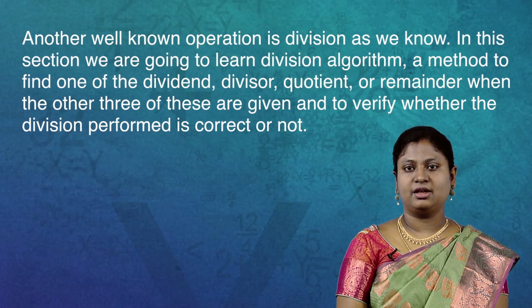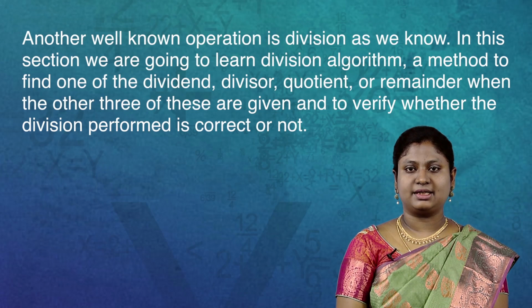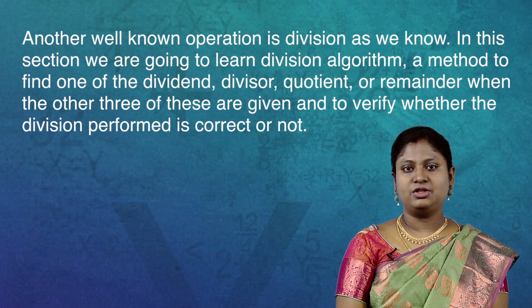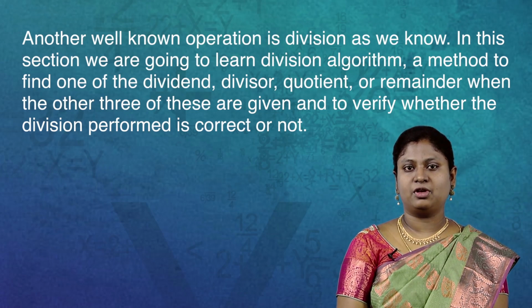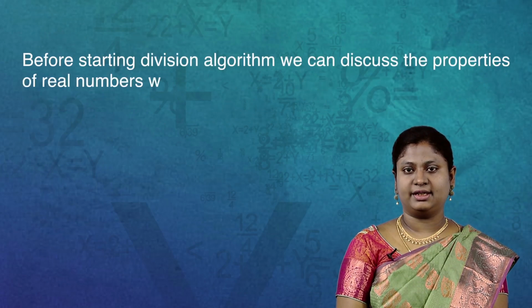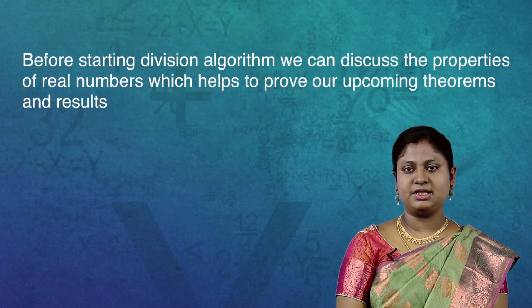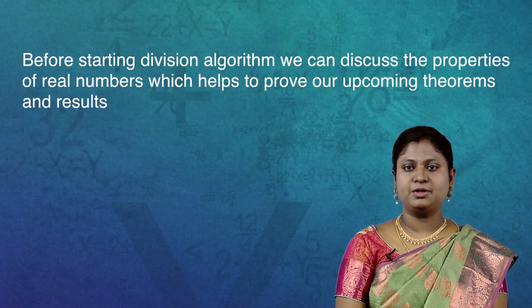In this section, we are going to learn the division algorithm, a method to find one of the dividend, divisor, quotient or remainder when the other three of these are already known or given, and to verify whether the division performed is correct or not. Before starting the division algorithm, we can discuss the properties of real numbers, which help to prove our upcoming theorems and results.